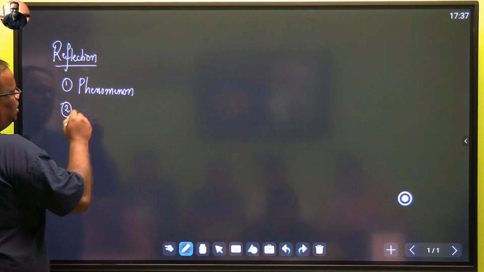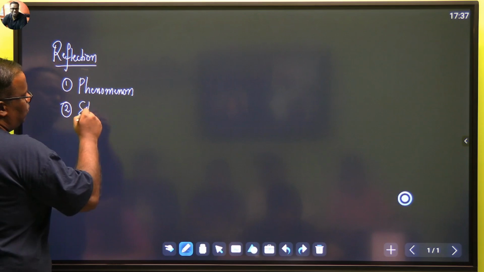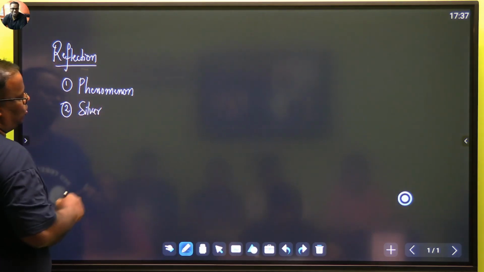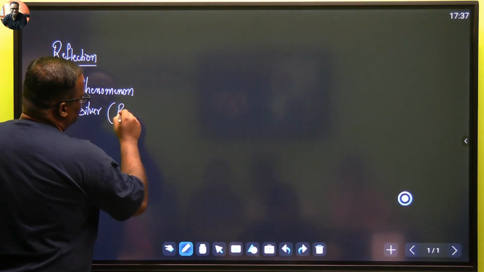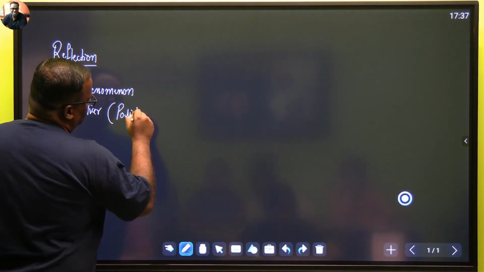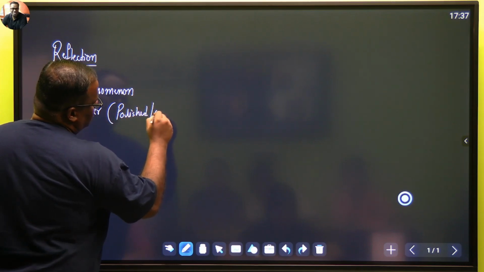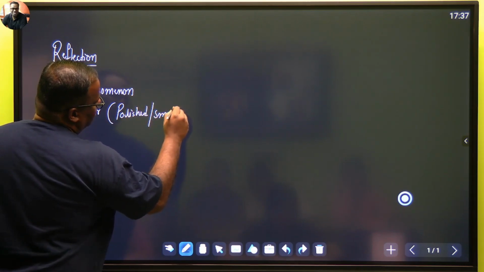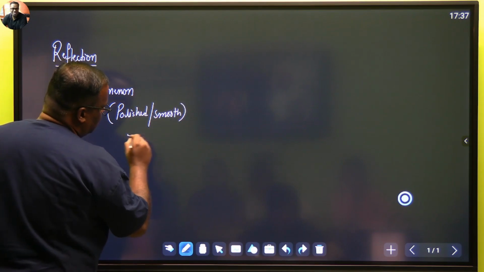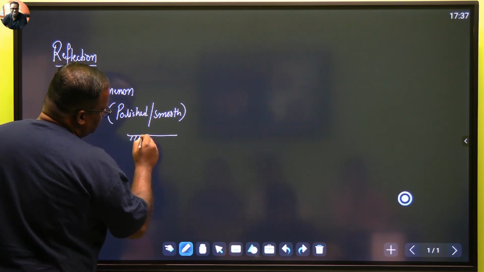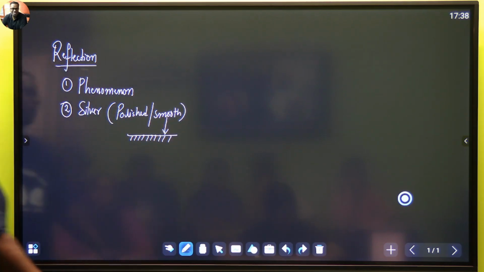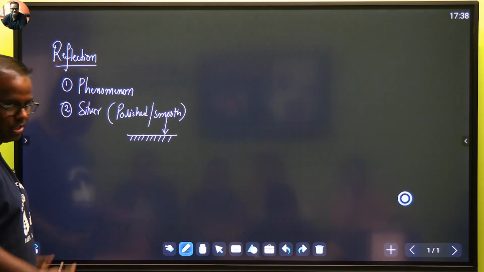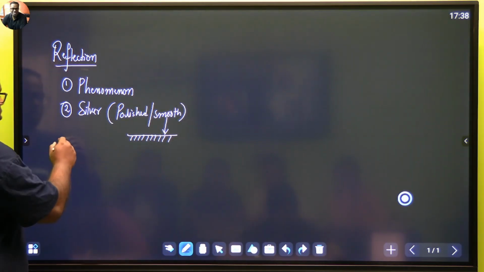We will start. The best reflecting surface is that known as silver, and all reflections take place from what is known as the polished or the smooth surface. Usually, if you are dealing with a plane mirror, then the edge surface is the rough surface, the polished or the smooth surface is this one, and this is the surface through which reflection is taking place.